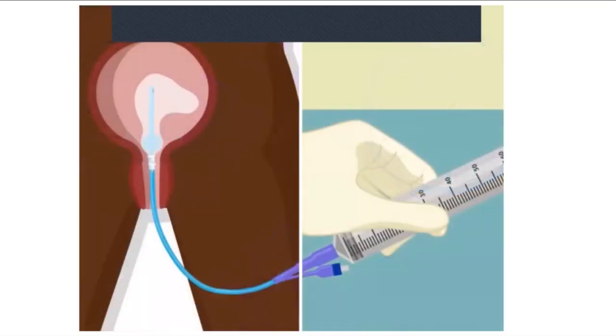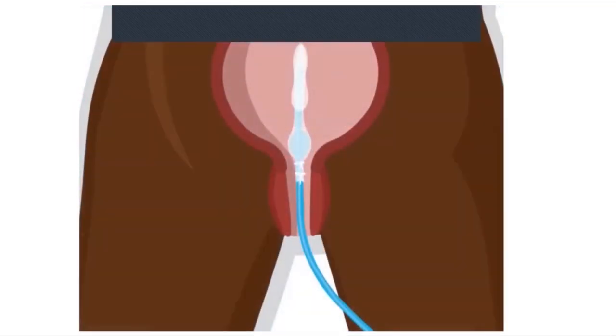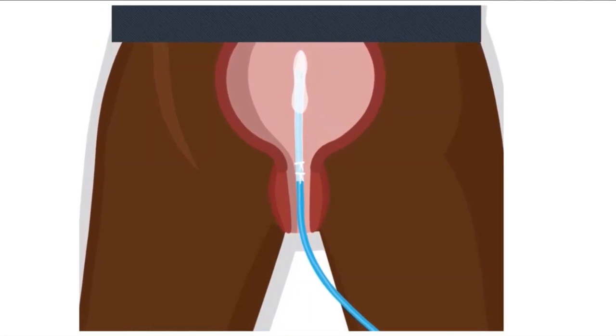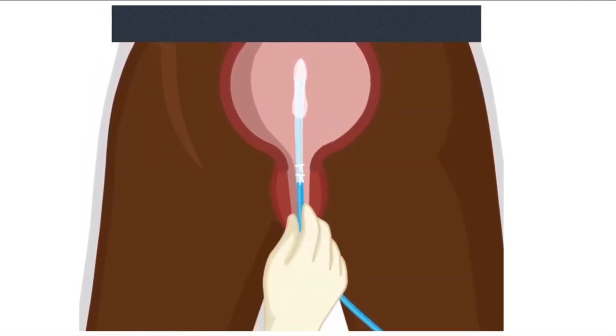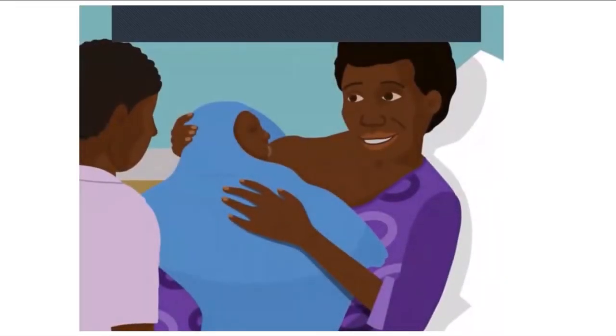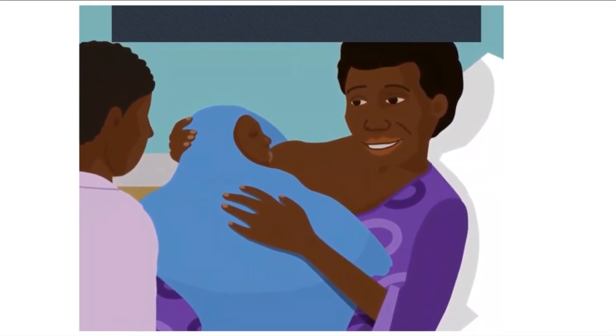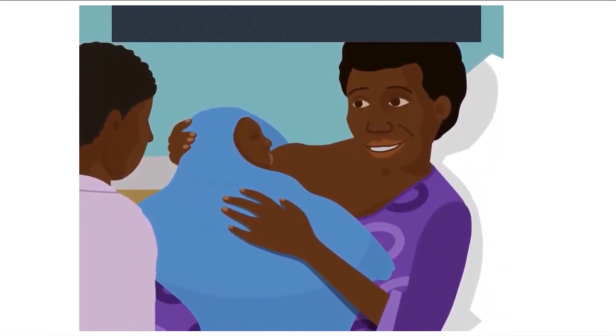If there is no bleeding, Grace uses the syringe to remove all the water from the balloon. Deflates the small Foley balloon and then removes the UBT from the uterus completely. In most cases, the UBT will successfully stop the bleeding. Mary and her baby are safe and healthy.